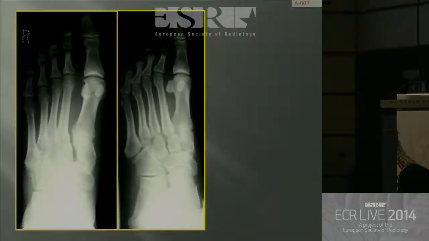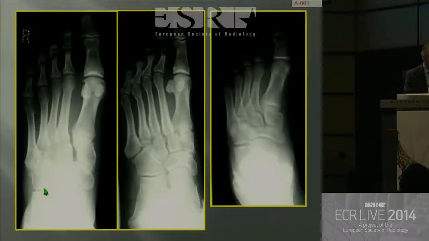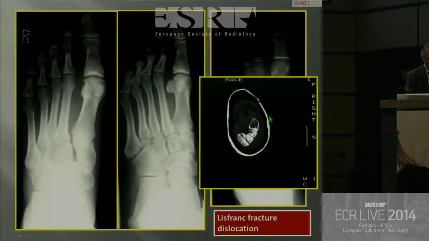This is where, again, normal anatomy is very important. You do a plain film of the foot, and it may look fine. But in fact, when you look at the normal anatomy, it becomes obvious that there is a separation of the carpal bone, the tarsal bone, and clearly this is a Lisfranc fracture dislocation. Very difficult sometimes to diagnose.